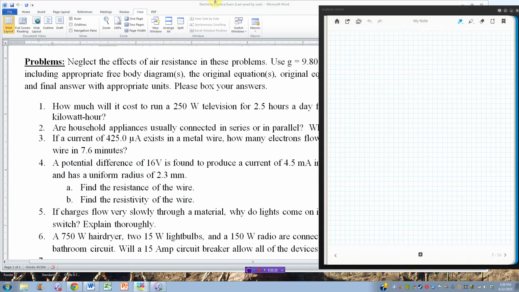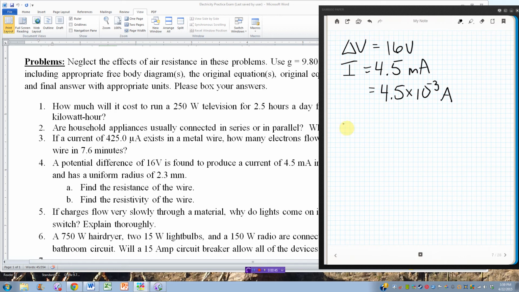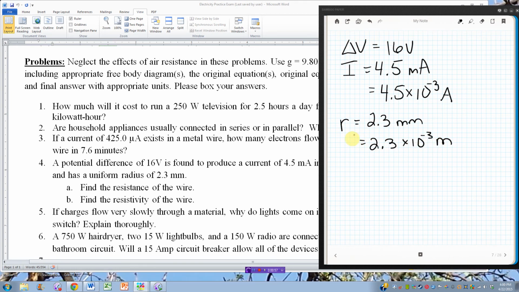Okay, so what do I have? I've got a potential difference of 16 volts. I've got a current of 4.5 milliamps, that's the same as 4.5 times 10 to the negative third amps. I've got a radius of 2.3 millimeters, that's the same as 2.3 times 10 to the negative third meters. And we've got a length of 1.2 meters.